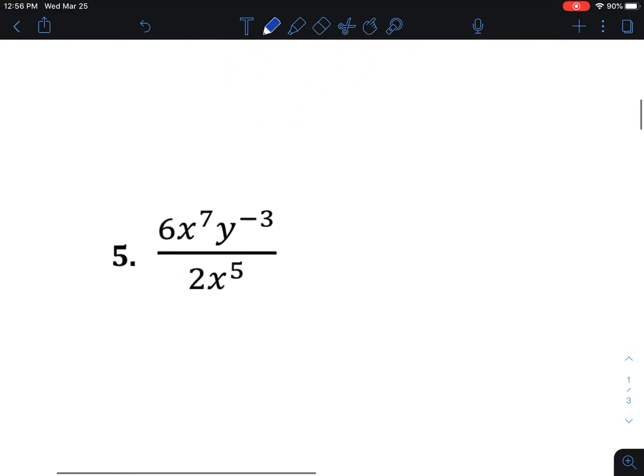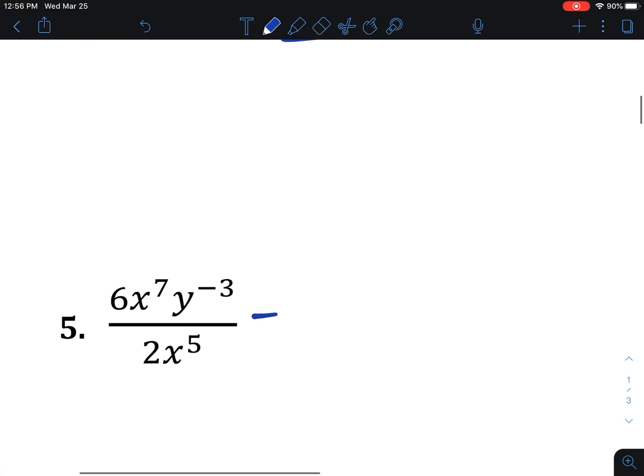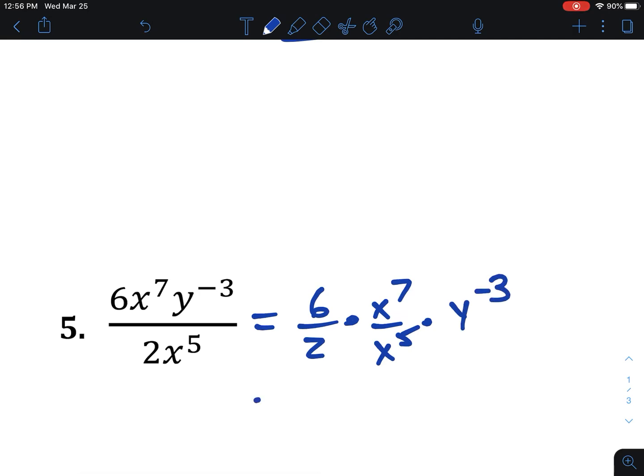And then we've got a couple more here, very similar. So I'm going to do this one, 6 over 2, x to the 7th over x to the 5th. And then y to the negative 3 has no y's to go with it in the bottom, so I'm going to put it by itself. This would be 3x squared y to the negative 3.